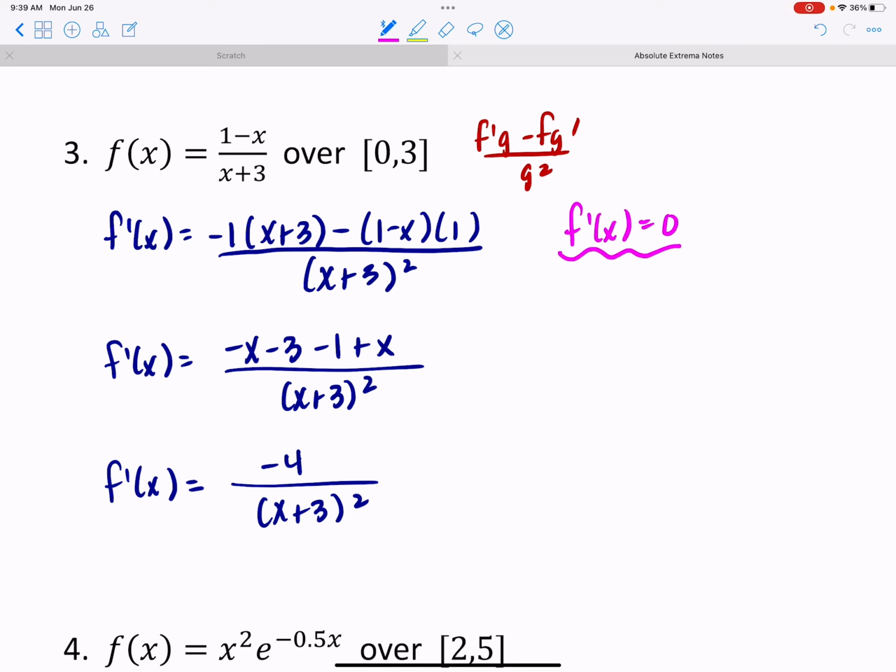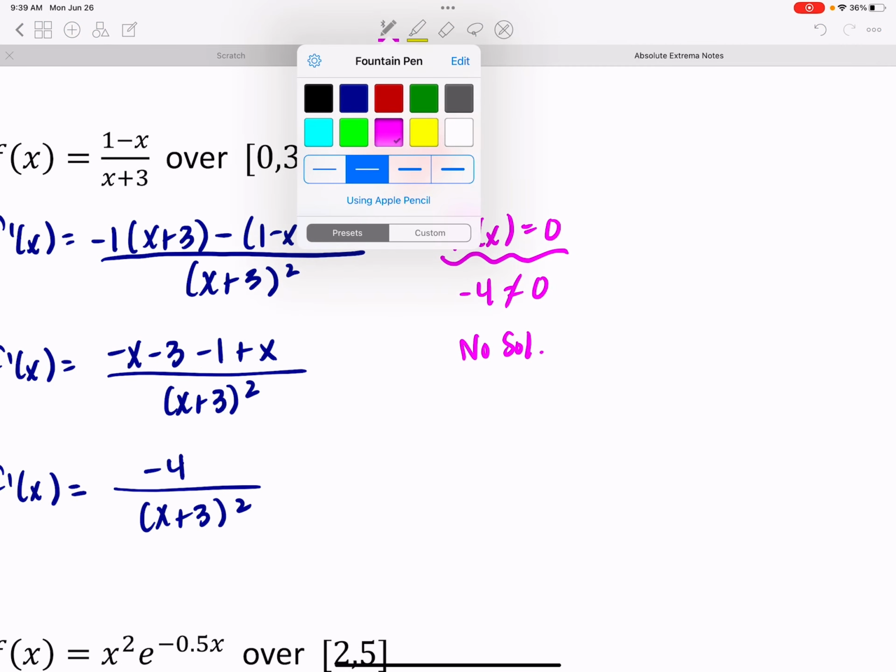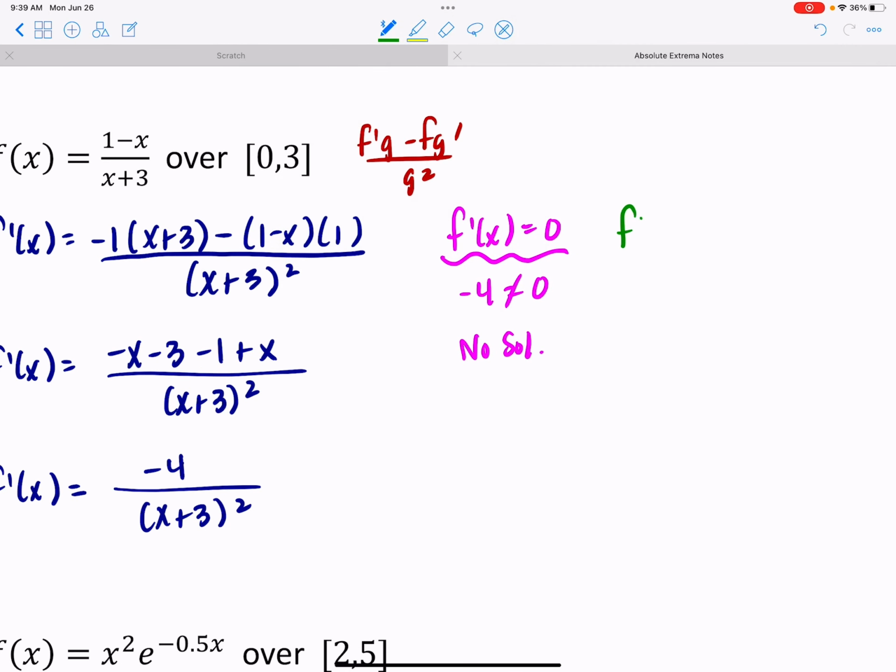So if I wanted to figure out where this would be equal to 0, I'd be trying to make my numerator equal 0. Well, that's not possible, so there's no solution here. But I can also try to figure out where my derivative is undefined. And that can happen when the bottom of my fraction is equal to 0. So let's figure out where x plus 3 squared is equal to 0. If we square root both sides, I'm just looking for x plus 3 to be equal to 0, which means negative 3 is going to be our critical number.